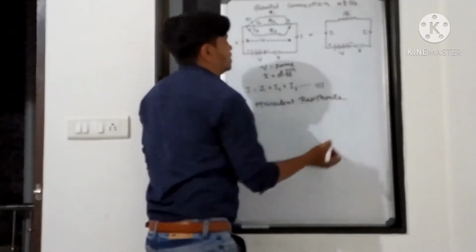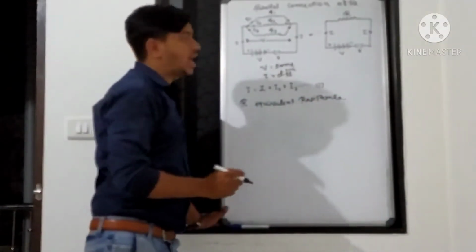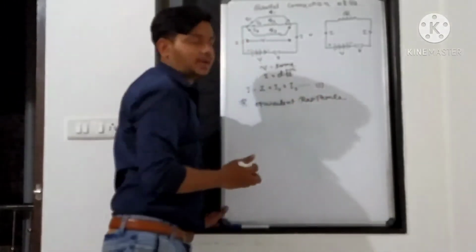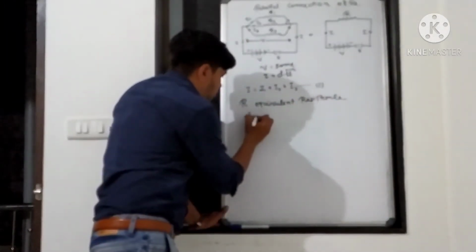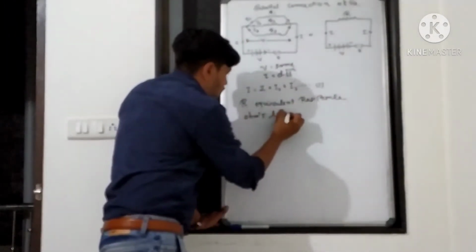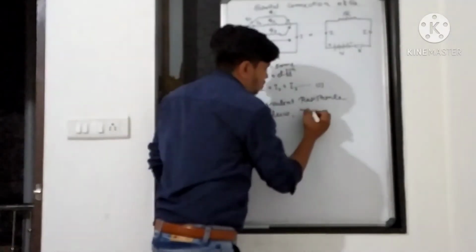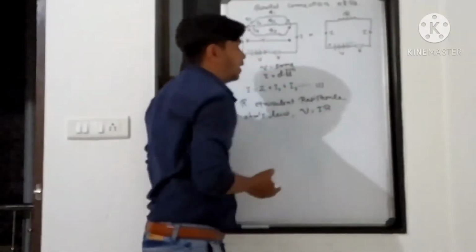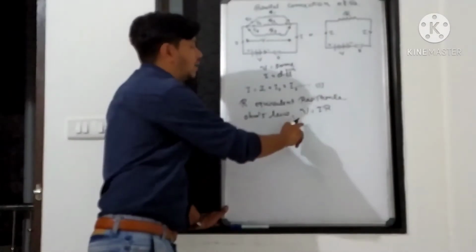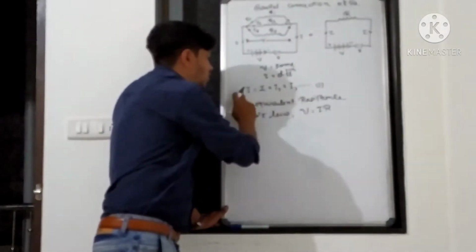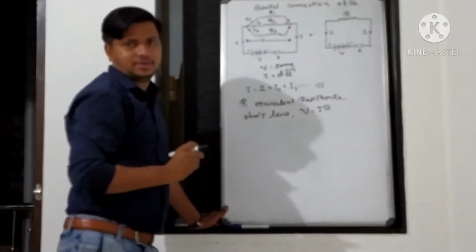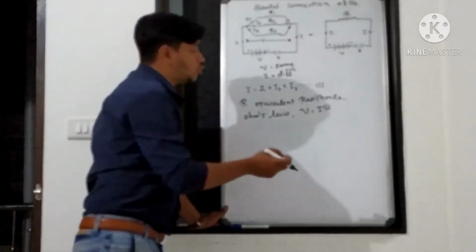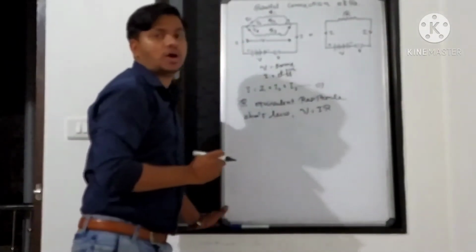So R is the equivalent resistance. And if we are using Ohm's law on this circuit, then according to Ohm's law, what is the equation? The equation is V is equal to IR. But as you know, in our first equation there is an I in the whole equation. So here we have also used an I.